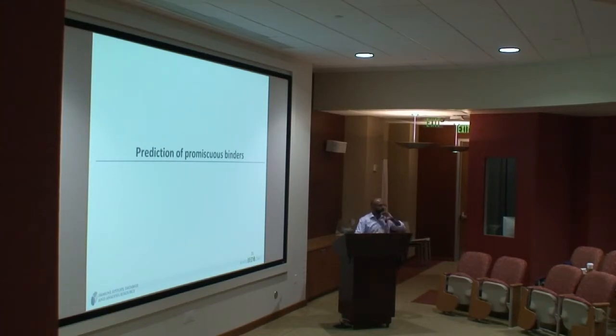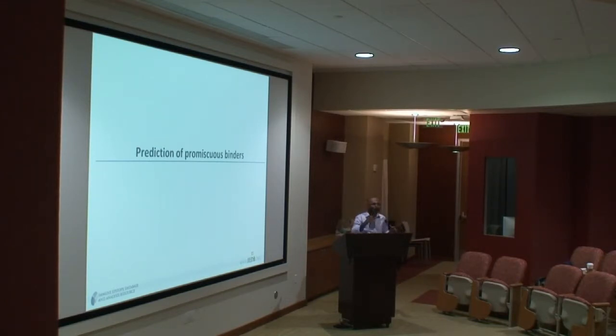So far we have been going through class 2 binding prediction for individual alleles. Now I'm moving on to prediction of promiscuous binders. Does anybody have any quick questions so far?